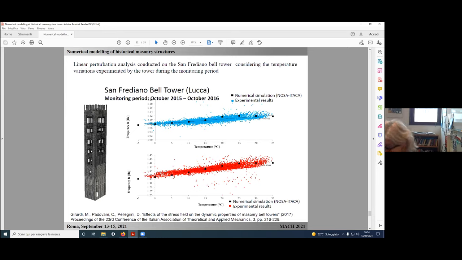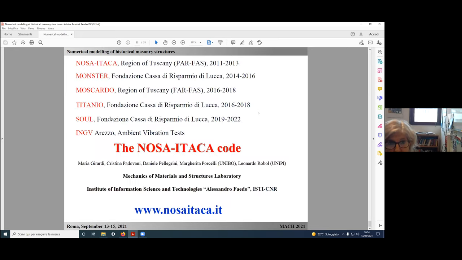So I stop here. I would just like to mention that these activities have been conducted within the framework of projects funded by the Region of Tuscany and Fondazione Casa del Risparmio di Lucca. And all the ambient vibration tests and the monitoring campaign have been conducted in cooperation with the National Institute of Geophysics and Volcanology.